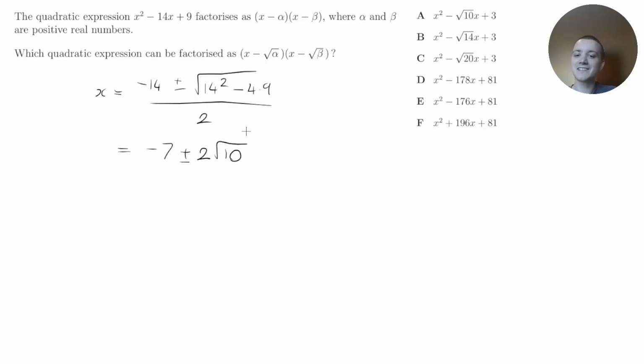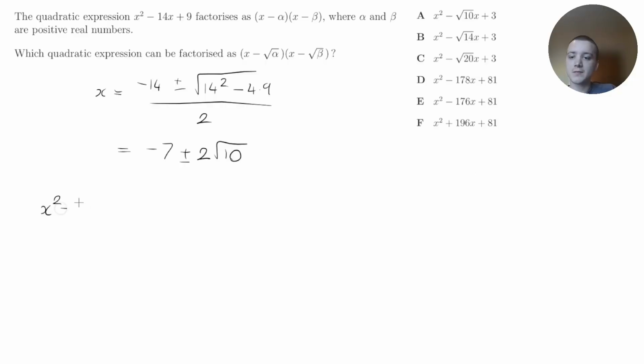But this isn't going to be very helpful to work with, because when we try to expand this out, we're going to have to take the square root of minus 7 plus or minus 2 root 10. And that's going to be pretty difficult to do. And as it turns out, it's unnecessary. So let's think about another way that we could try to get some information about alpha and beta.